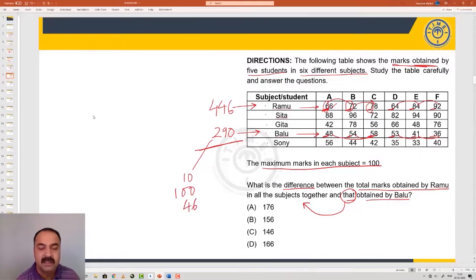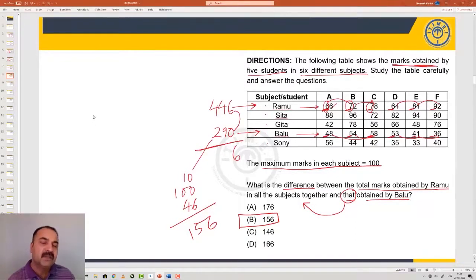400 plus 46 makes it 446. Therefore, the correct answer is 156. So we do not go with the subtraction process of 6 minus 0, 6. 4 minus 9 I cannot do, so I take a carryover, so it becomes 14 minus 9, that gives me 5. Because of a carryover of 4, it remains as 3, and 3 minus 2 gives me 1. We will not do this job.